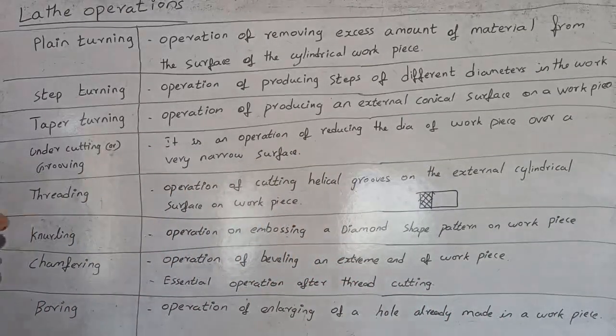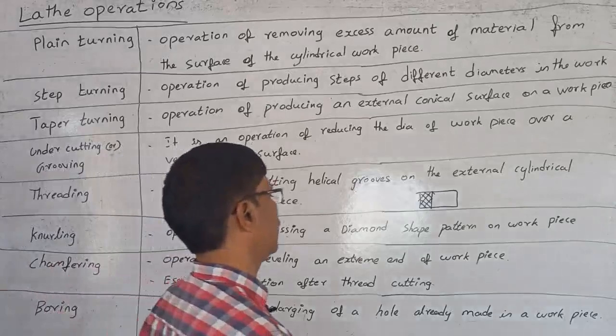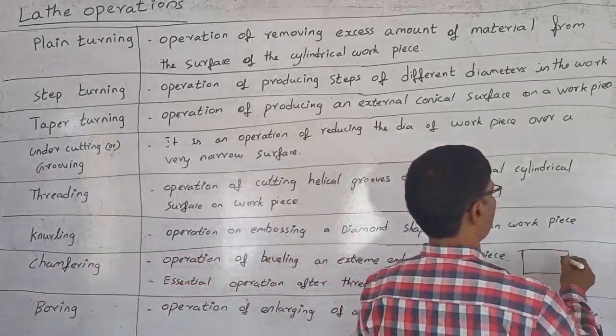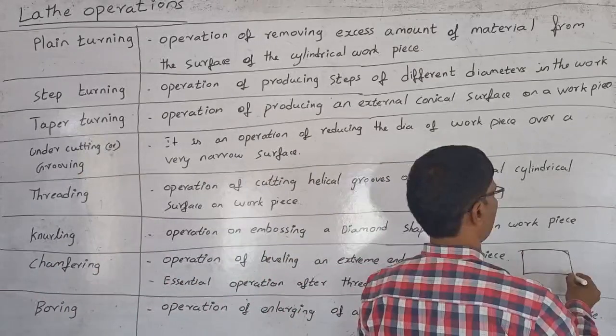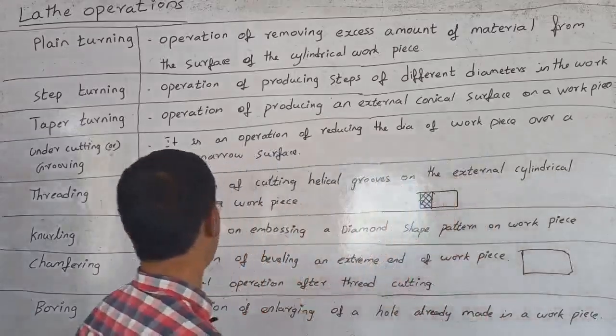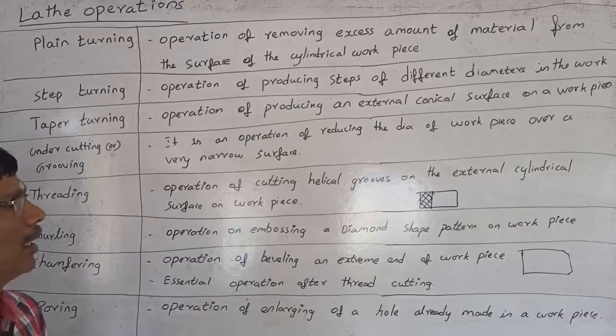Chamfering is the process of beveling the extreme end of the workpiece. So we have the extreme end, and this extreme end is beveled. It is cut at 45 degrees. This is important in thread cutting operation. It is an essential operation in thread cutting.